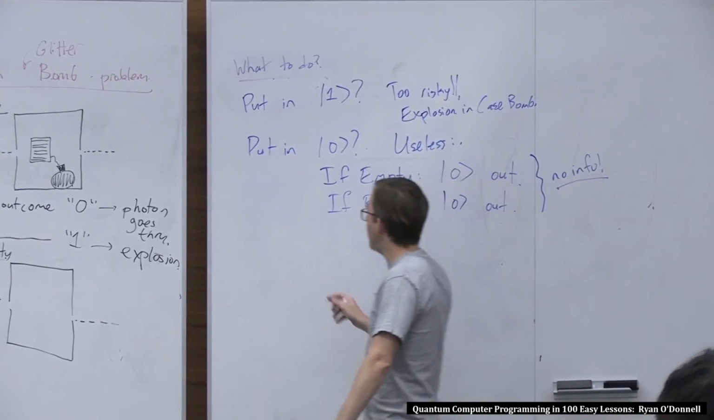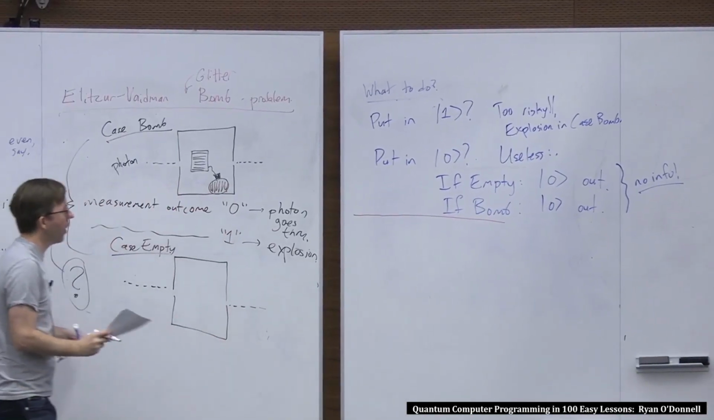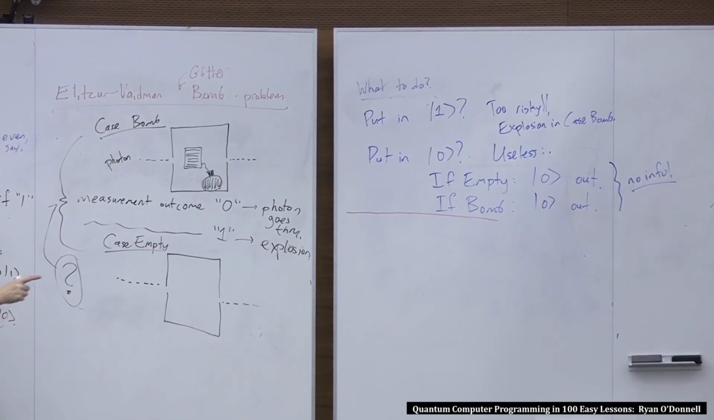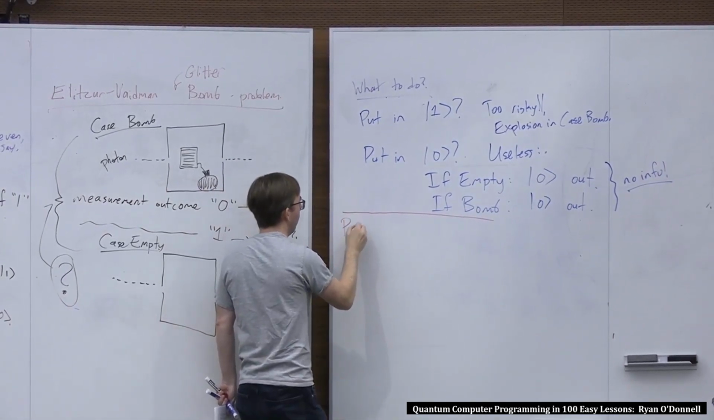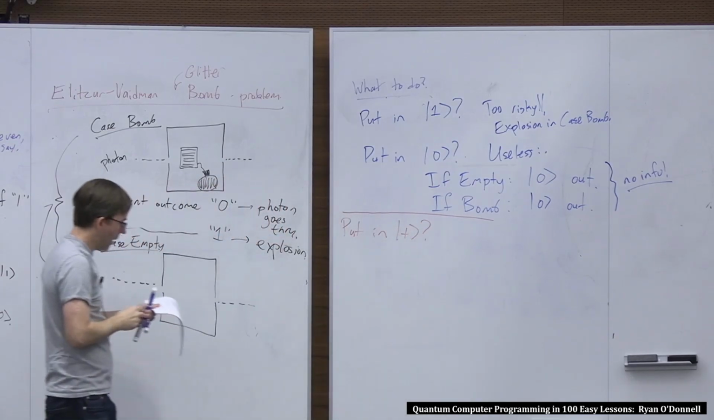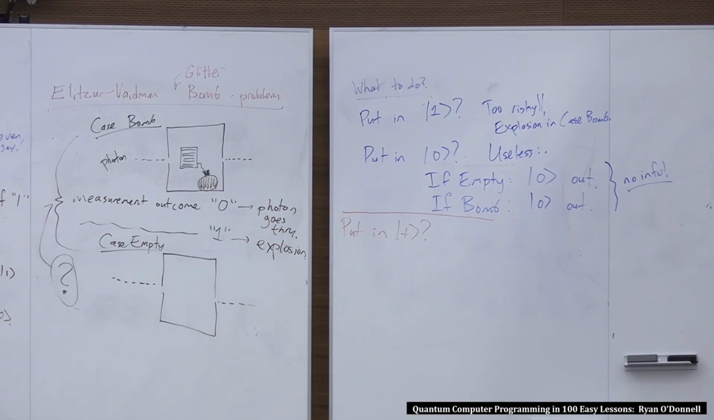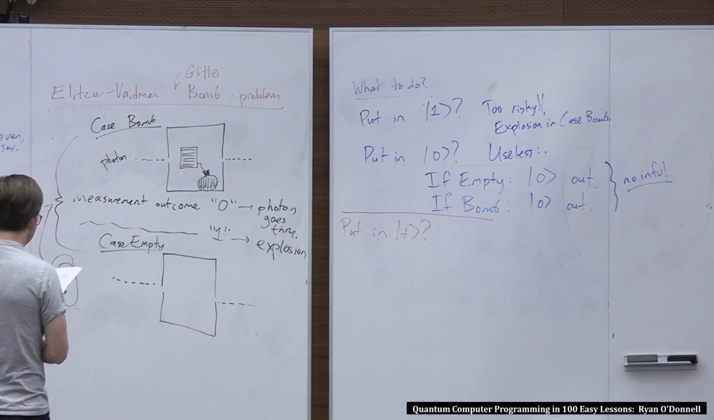But you can do better than this, and indeed, the very first thing you learn in quantum might suggest, what if I put in an equal superposition of 0 and 1? What if I put in ket plus, the 45-degree angle thing? And as we'll see, this is a better idea. It's not the best idea, but it's a better idea.